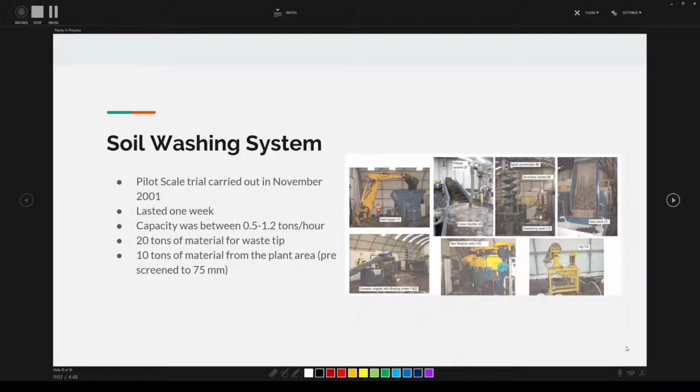The pilot scale trial was carried out in November of 2001, and it lasted a total of 1 week for the testing. The capacity of this soil washing treatment system was between 0.5 to 1.2 tons per hour. 20 tons of material was tested for the waste tip, and 10 tons of material from the plant area, which was pre-screened to 75 millimeters, was also tested.